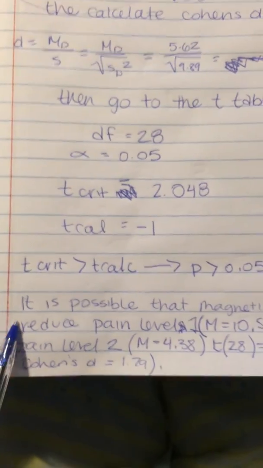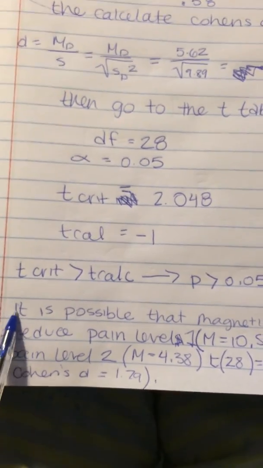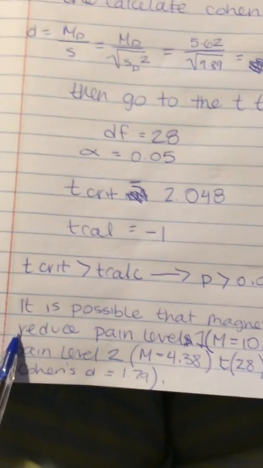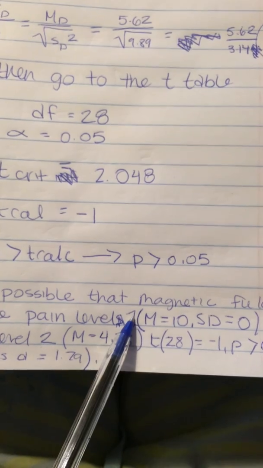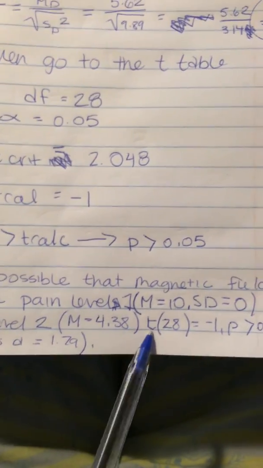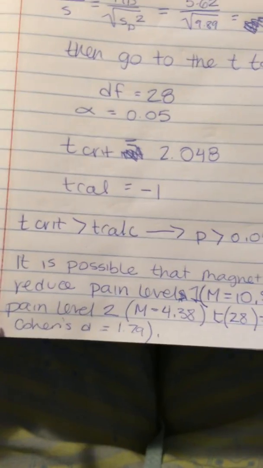0.05. And the APA style is: it is possible that magnetic fields reduce pain levels, with level 1 being this, level 2 this, and then the rest with the Cohen's D.